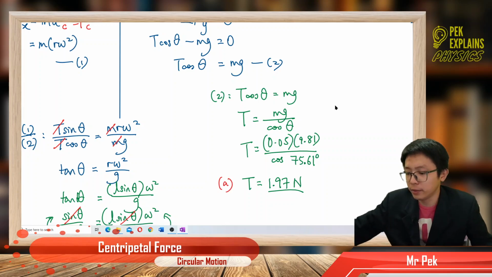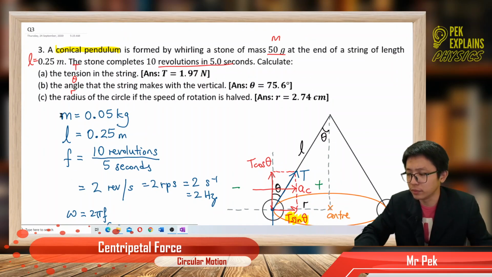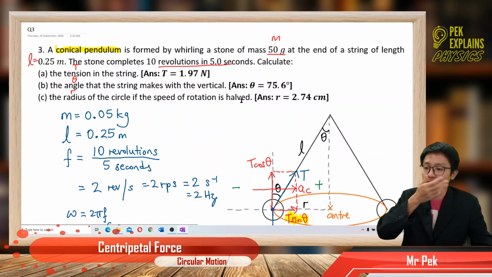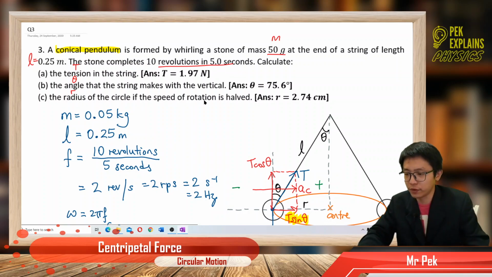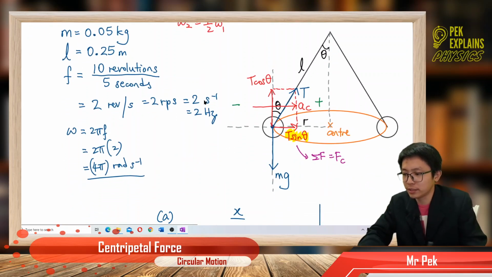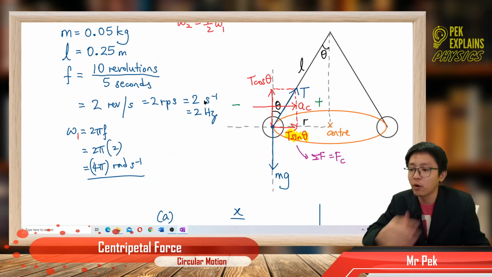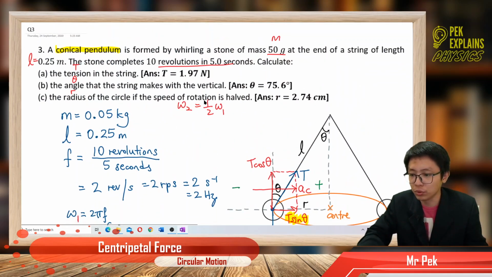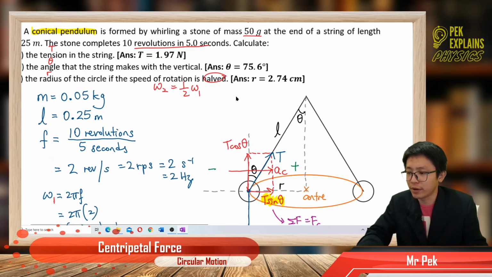Now, what's the last question? Part C. What is the radius of the circle if the speed of rotation is half? Speed of rotation refers to omega. This omega 2 is half of the first omega. Just now we got omega 1, 4 pi. So now omega 2 should be 2 pi because it's halved already. We want to find the radius of the circle.